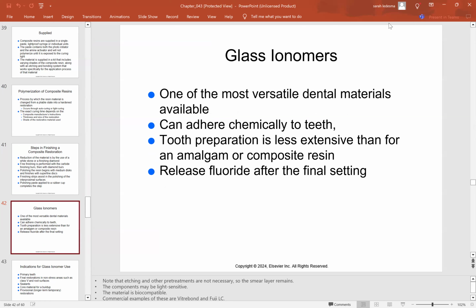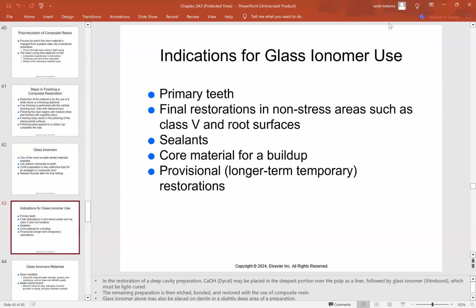Glass ionomers are one of the most versatile dental materials available. They adhere chemically to the teeth, and tooth preparation is less extensive than for an amalgam or composite resin. They also release fluoride after the final set. Indications for a glass ionomer would be primary teeth, the final restoration in a non-stress area, sealant, a core material for a buildup, or a provisional.